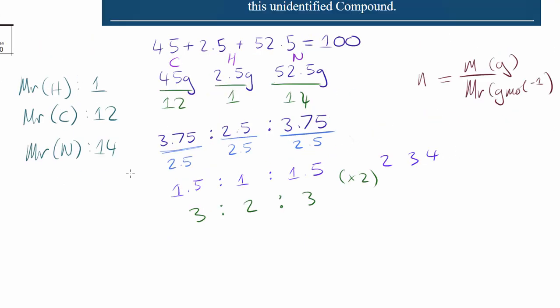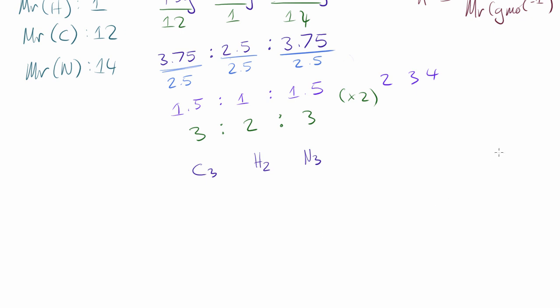Therefore, associated with the carbon would be a 3, associated with the hydrogen a 2, and associated with the nitrogen a 3. Putting this together, we get C3H2N3. In this particular case, this is our empirical formula, the simplest whole number ratio between the elements there.